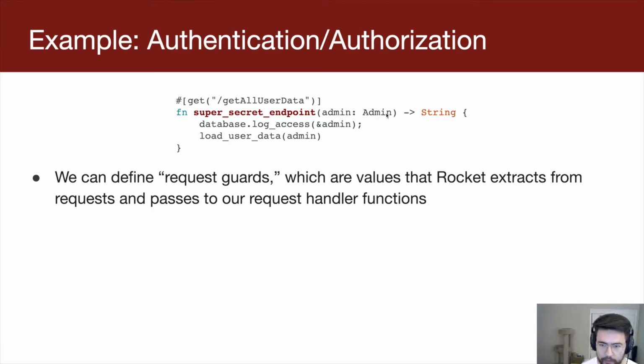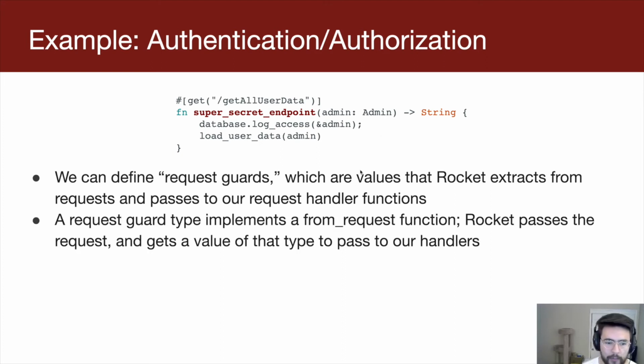So how do we implement this admin type? Any request guard type will implement a from request trait with a from request function. This from request takes a request object with all the information that the client sent to us, and it will return an object of this type. So this from request function might look at the request, check what the client sent us, and make sure that it sent us valid credentials for an administrator. If all of that checks out, then it will return an admin object, and then Rocket will call our function passing it this admin object.